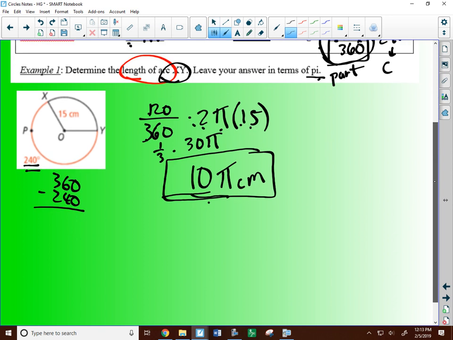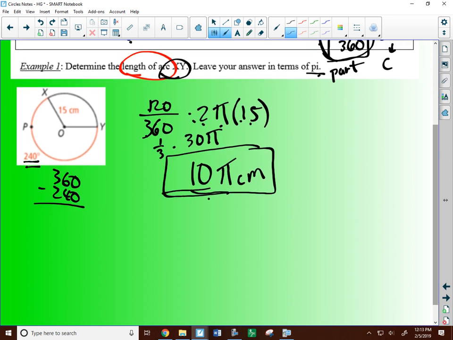No questions on this one? Alright, well, number one, area of a sector. What you're going to notice, it's almost identical to this. There's only one very slight change.